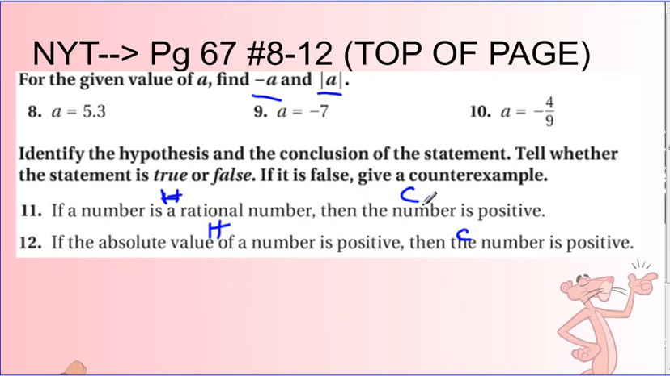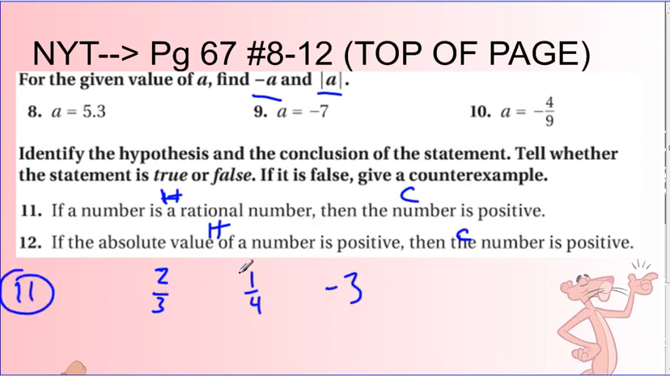Got it, good. Really not terribly important. What's more important is being able to do the true or false part. And if it is false, give a counterexample. Give a reason why it's false. You can't just say, oh, it's false. So number 11 says, if a number is a rational number, so come up with an example or two. 2/3, 1/4, -3. There's 3 different examples.